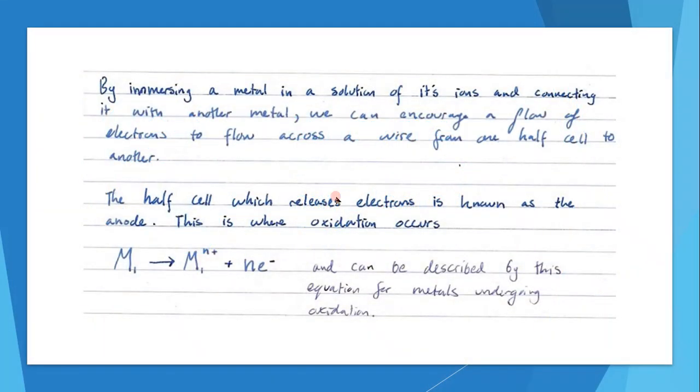So this is the first thing I wrote, was that by immersing a metal in a solution of its ions and connecting it with another metal, we can encourage electrons to flow across the wire from one half cell to the other. The half cell which releases electrons is known as the anode, and this is where oxidation occurs. This can be described by the equation for metals undergoing oxidation. So N is the number of electrons that are being released, and as a result, it gives a positive charge to the metal ion.